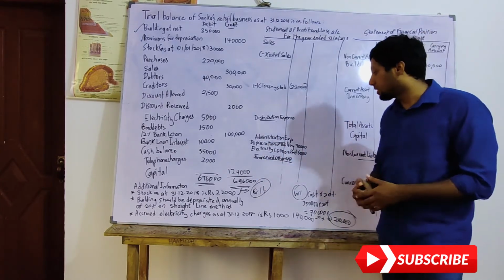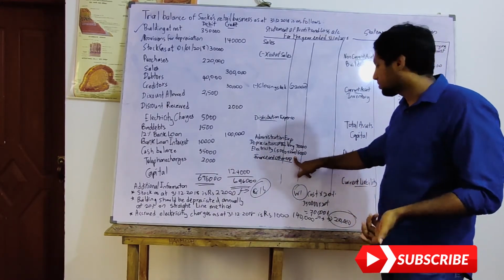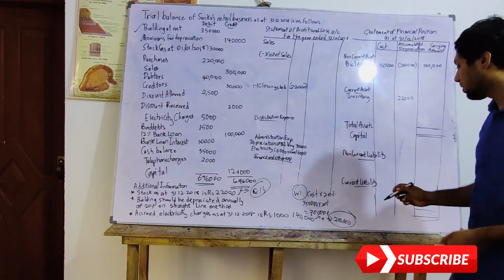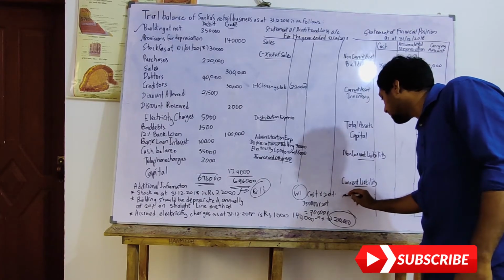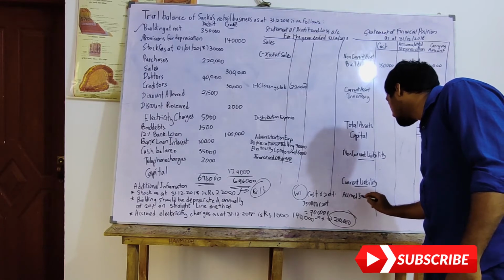So let's move on to the next part. Now this 1,000 is an amount which we have not paid, but we need to pay in future, so it becomes an accrual. So I'll write here, leave one line space, and write accrued electricity.